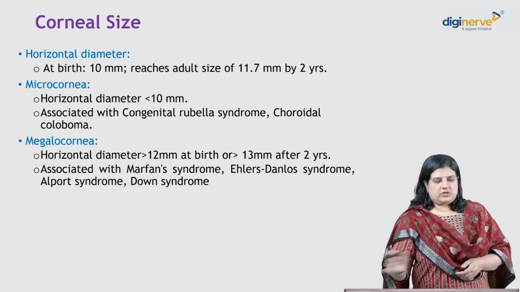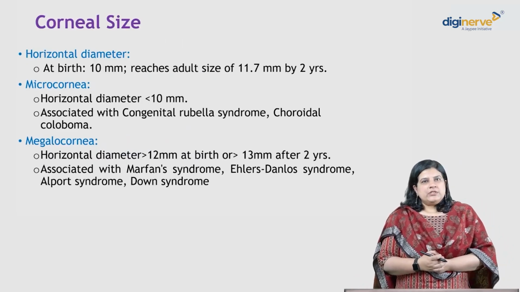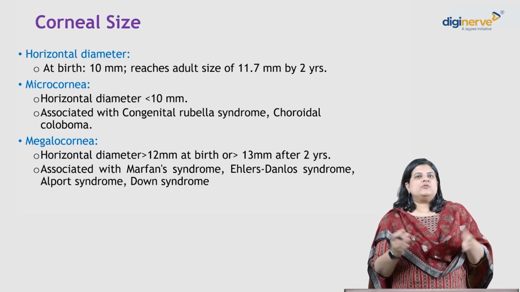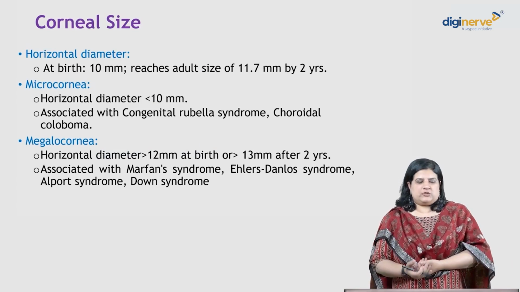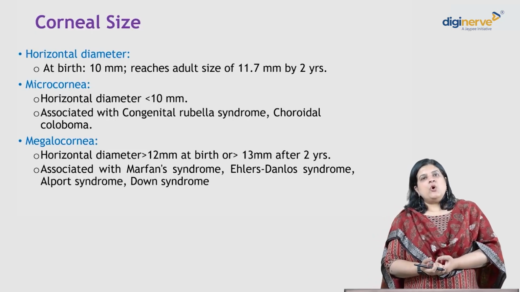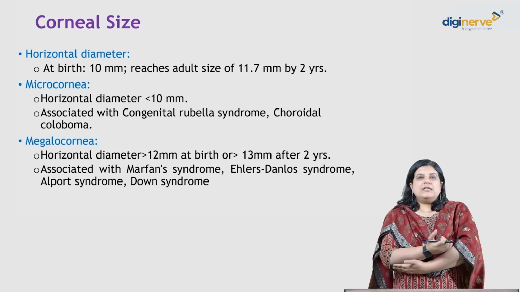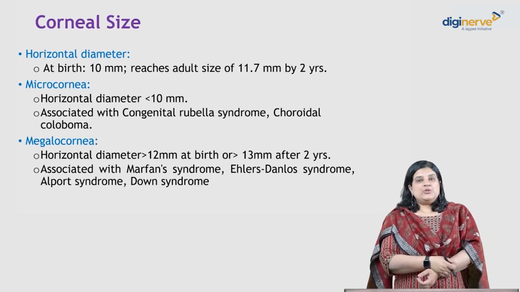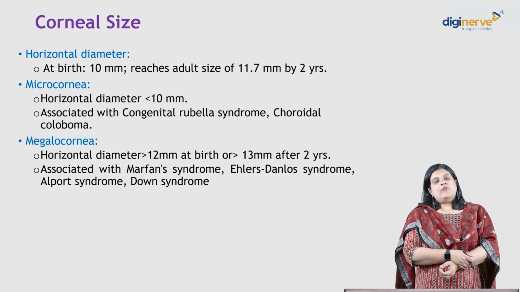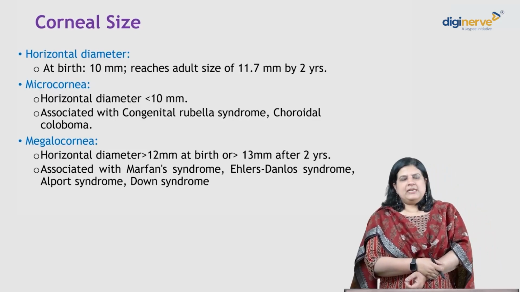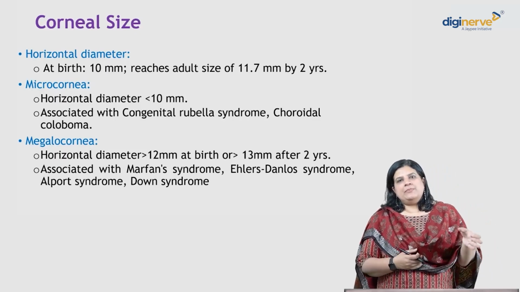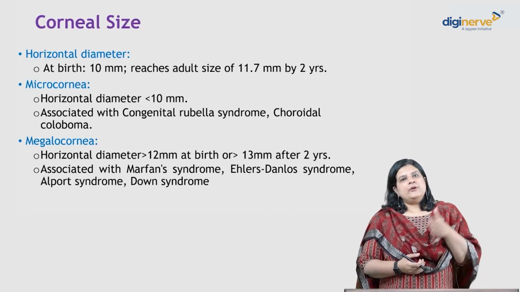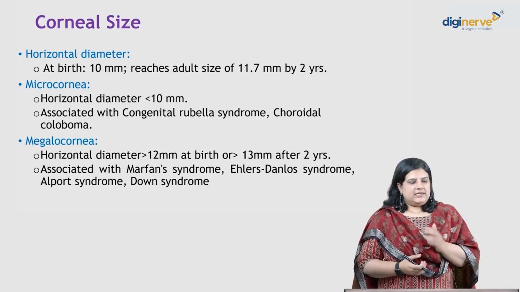Dimensions are very important because they can be a simple question in the form of dimensions for cornea or for any other intraocular structure. So when we talk of corneal size, the horizontal diameter at birth is about 10 millimeters, which reaches the adult size of about 11.7 to 12 millimeters by 2 years. So remember, by 2 years, the keratometry is also reaching the adult size, and the size is also reaching the adult size.